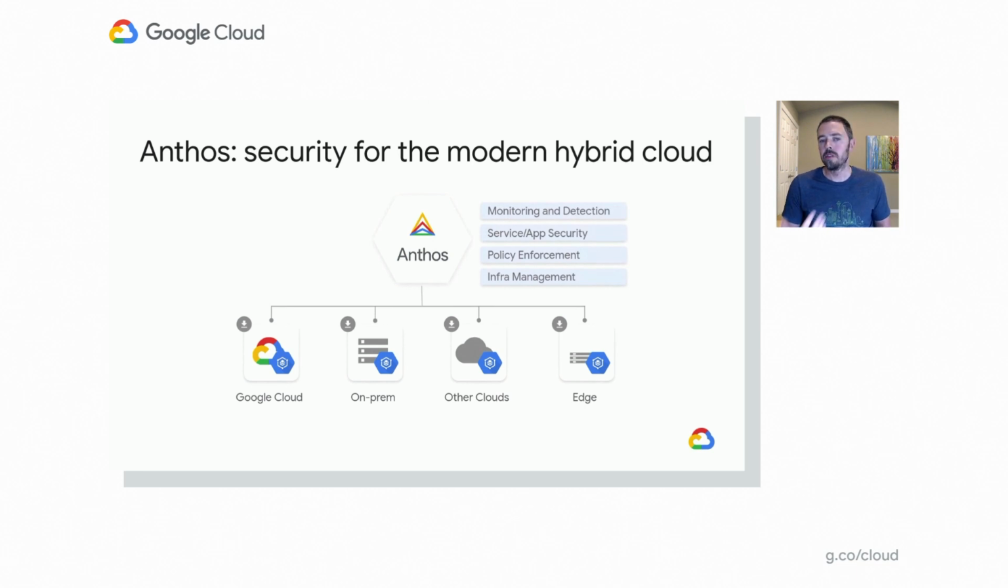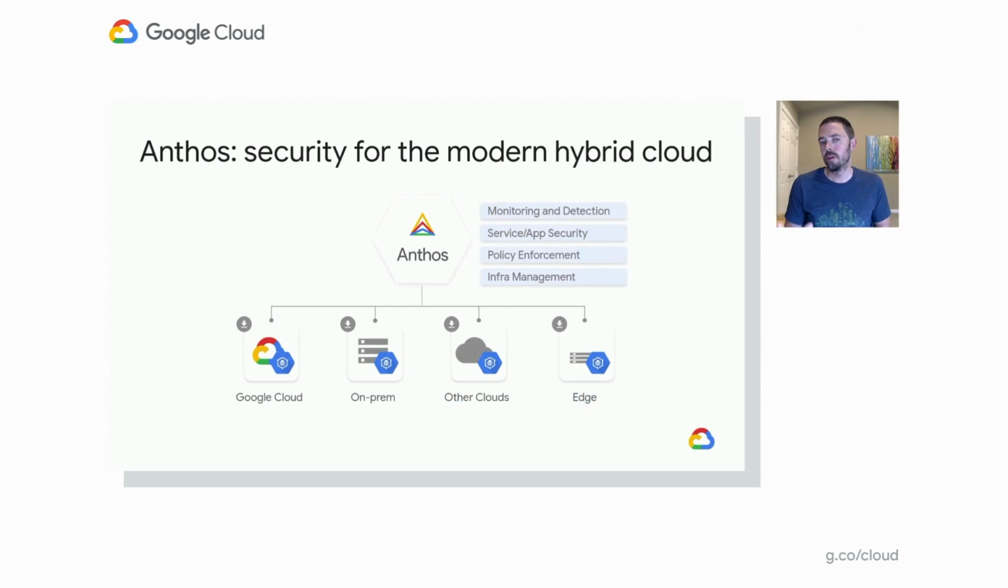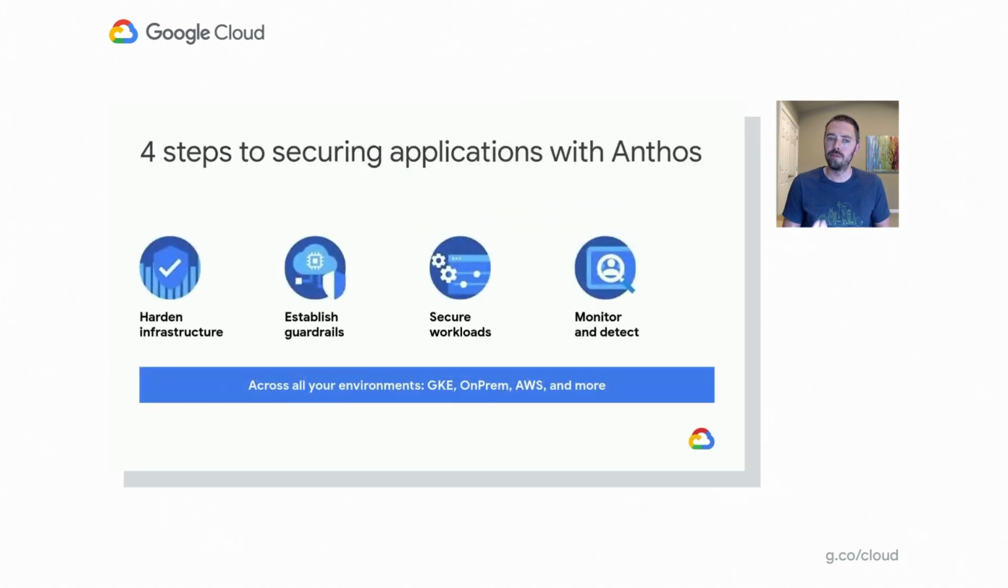If we look at this hybrid infrastructure, where we have clusters running on Google Cloud, other clouds, and on-prem, the four points at the top are really where Anthos is helping you: at the infrastructure level, at a separate policy layer, with services and application security, and with monitoring and detection. And so we took those four concepts and we turned them into these four steps that you can use to harden applications and get to secure deployments across a hybrid infrastructure.